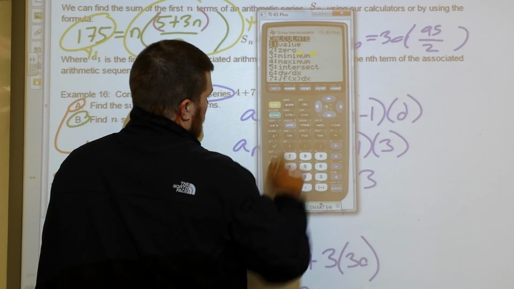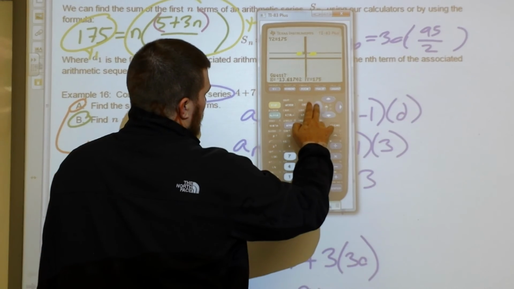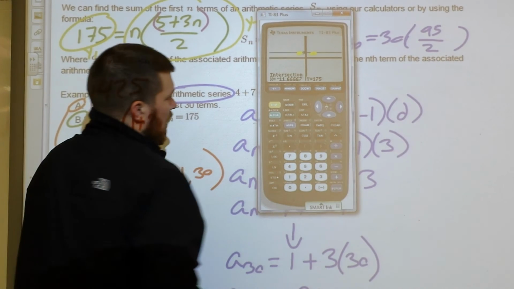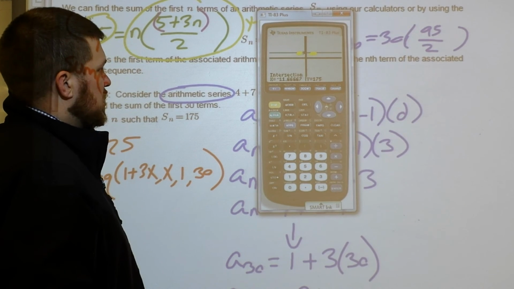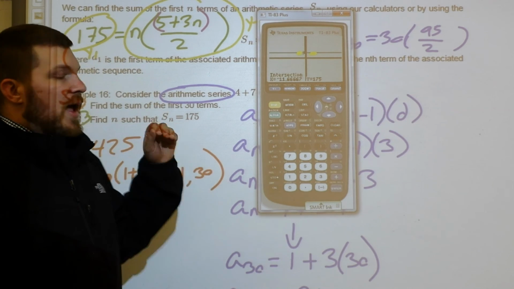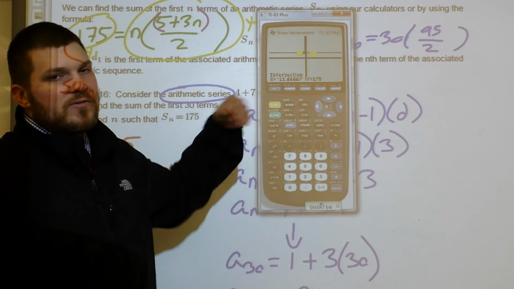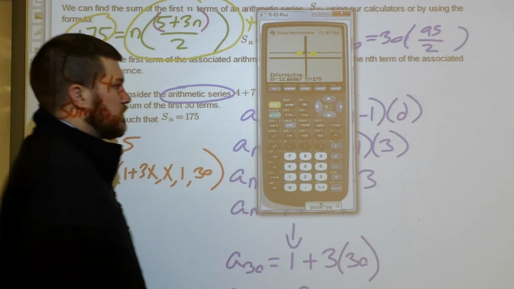So 2nd calc, option 5, first curve enter, second curve enter, guess enter. Well, my first point of intersection is negative 11.667. A couple of things are bad about this. n has to be positive. Also, n has to be a whole number. So since it's negative and since it's a decimal, it doesn't work.